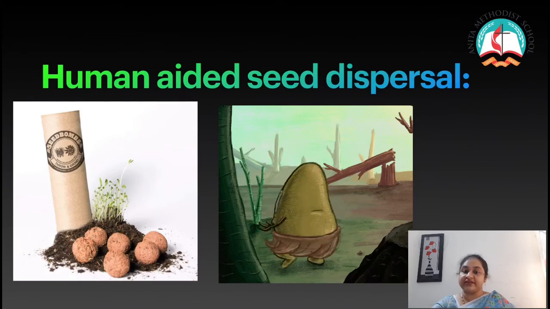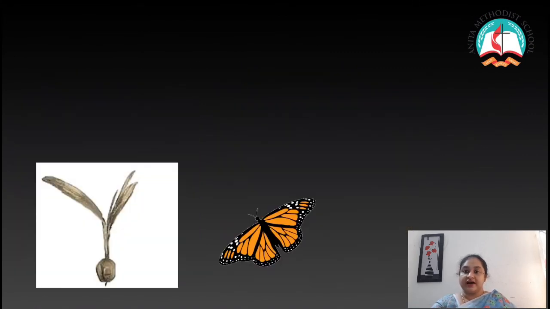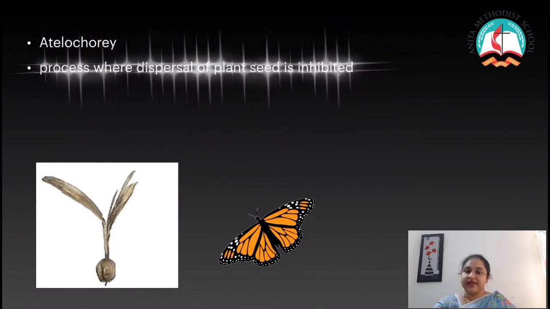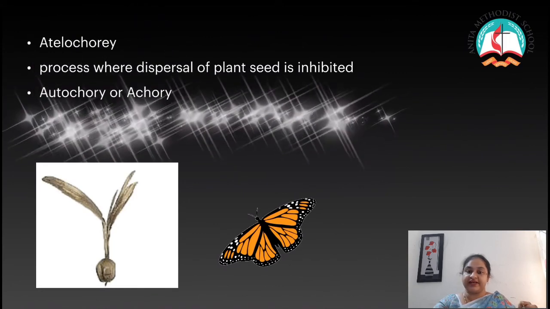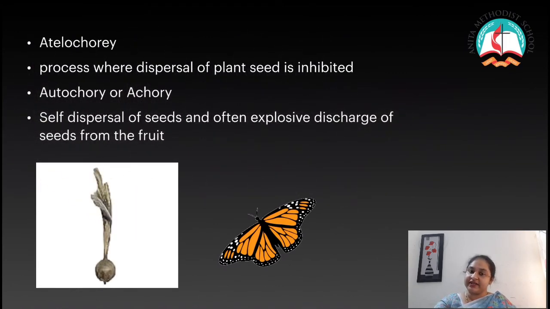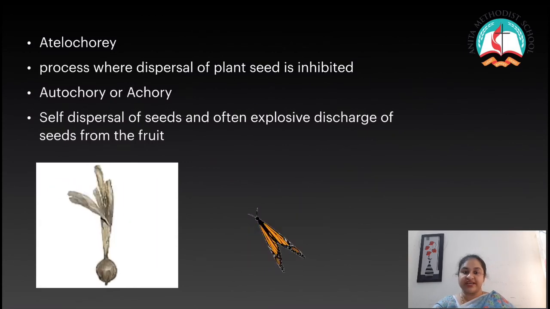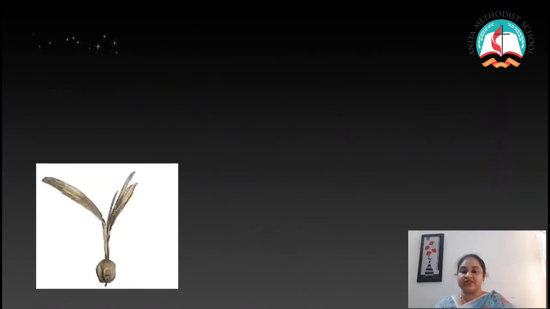Okay, so if we can recall, what is atelochory? The process where dispersal of plant seed is inhibited. And autochory, as we learnt, is self-dispersal of seeds, often explosive discharge of seeds from the fruit.